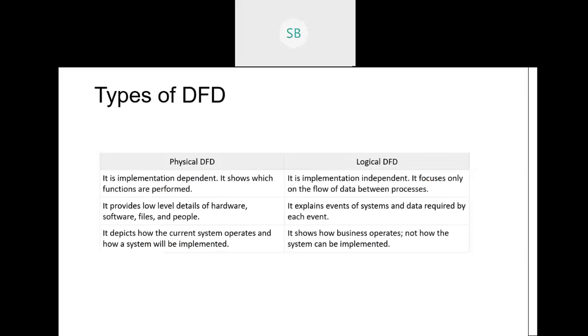A DFD basically consists of two types: one is the logical DFD and one is the physical DFD. What is the difference between the logical DFD and the physical DFD? Physical DFD is implementation dependent. It shows which functions are performed, and logical DFDs are implementation independent. So you can include any kind of feature, and it's not required that whatever you have drawn needs to be implemented. It focuses on the flow of data between the processes. We draw the logical DFD only to get an understanding of how data is flowing between processes and what processes will be involved.